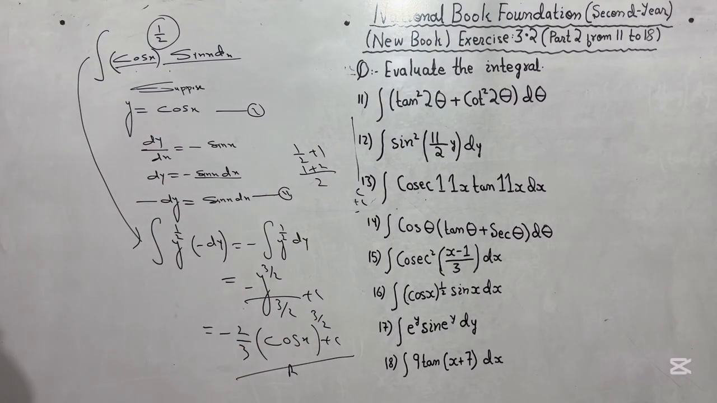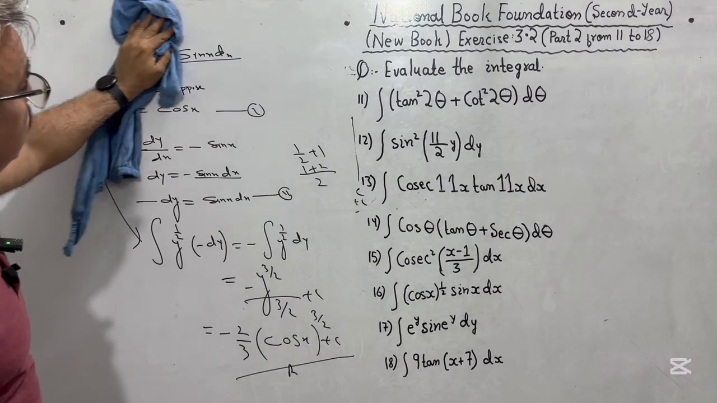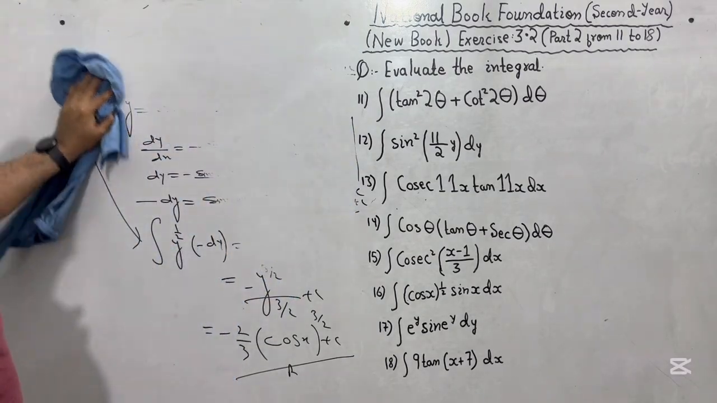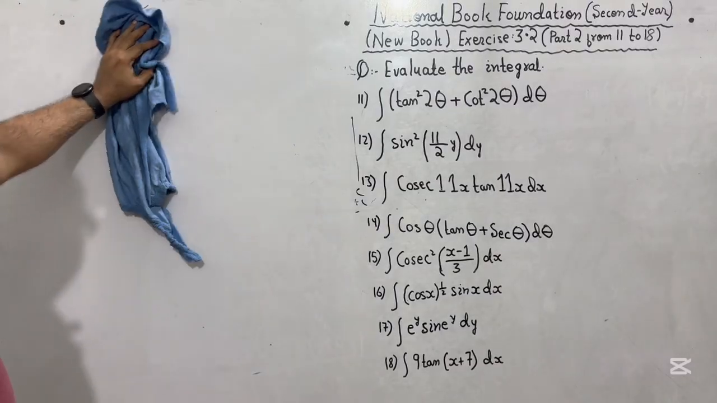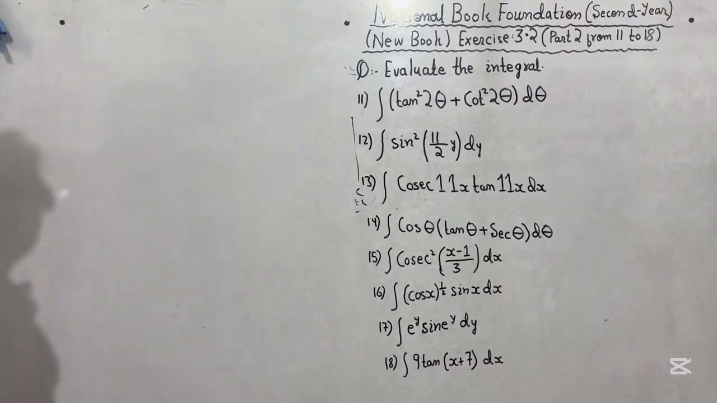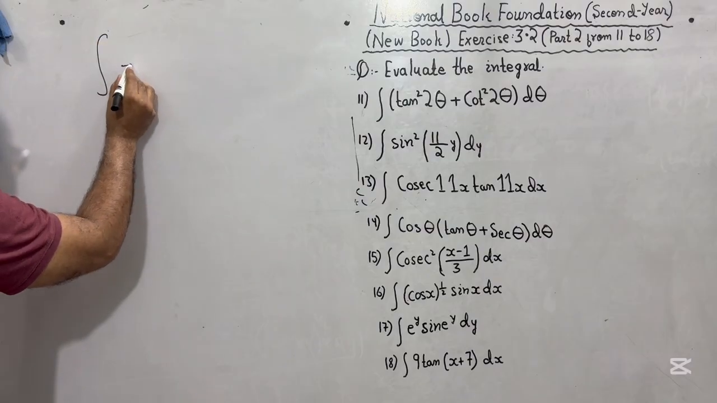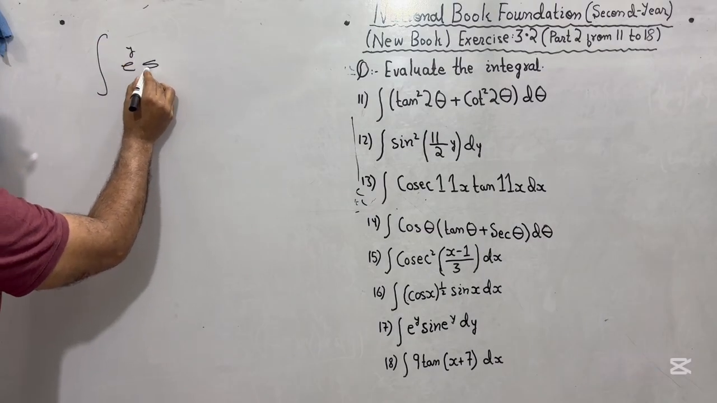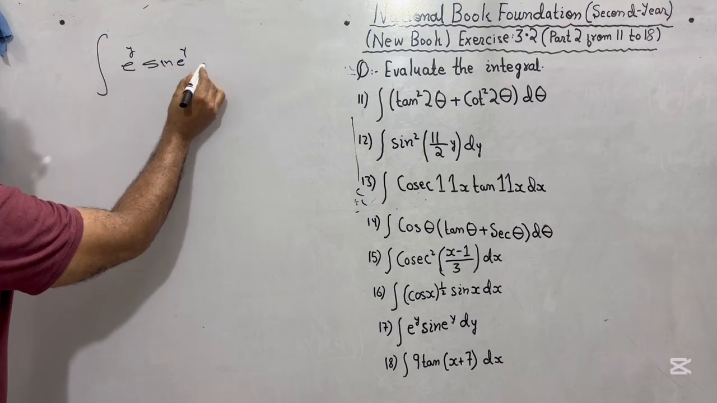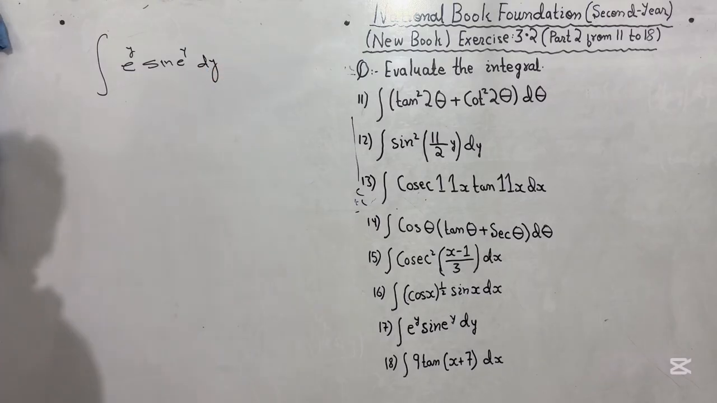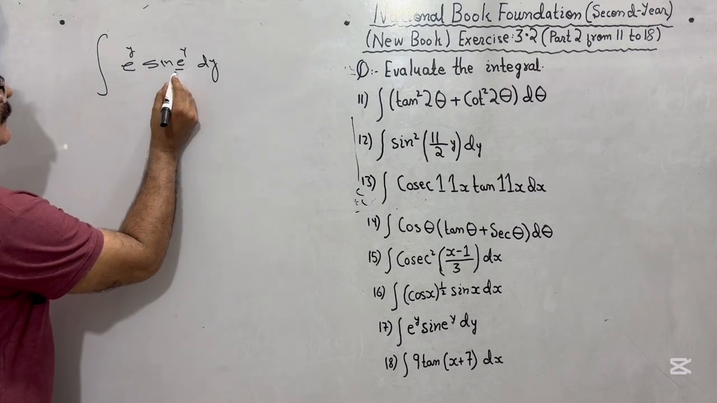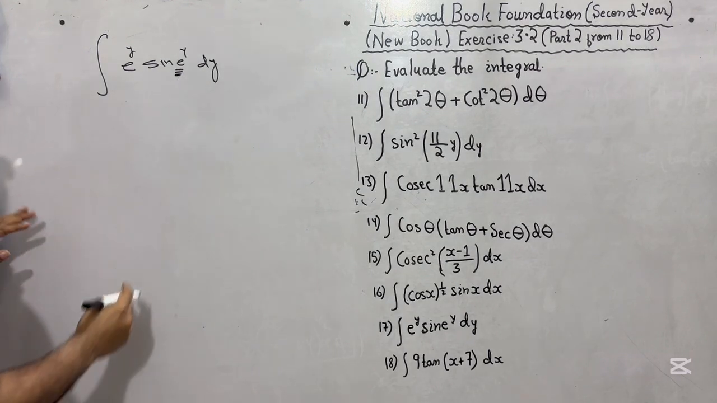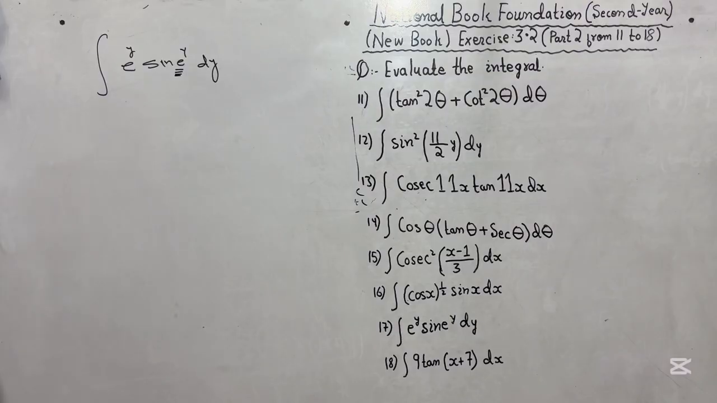Moving towards the next question, that is the integral of e raised to y times sine of e raised to y, dy. We have e raised to y sine e raised to y dy. Look at this. What is the angle? The angle is not the simple one in that case. How to approach this question?